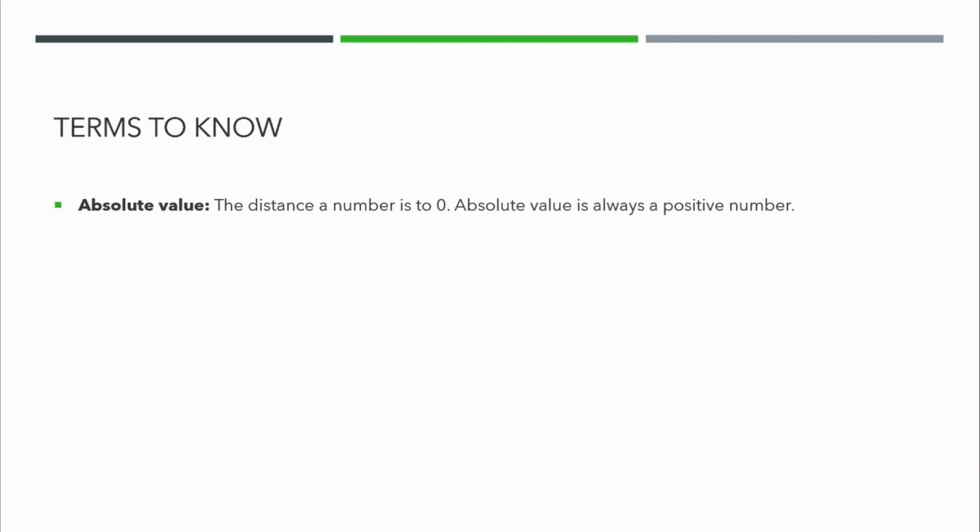So, let's take this equation. It's an absolute value equation. The absolute value of x is equal to 5. Now, if you're watching this video, you must know how to solve equations like these.